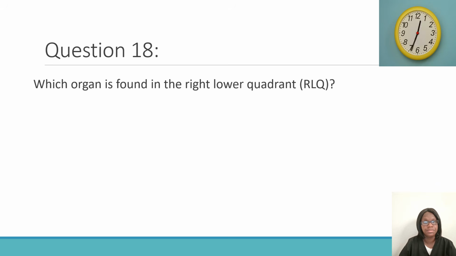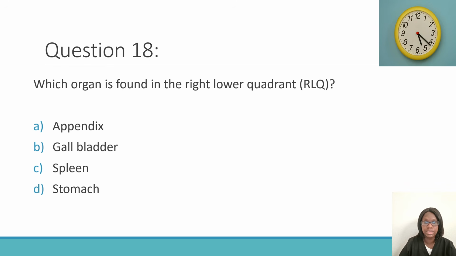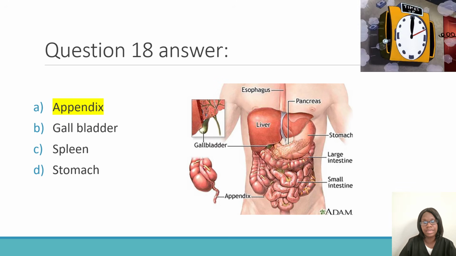Question 18. Which organ is found in the right lower quadrant, or RLQ? Is it A, appendix, B, gallbladder, C, spleen, or D, stomach? Okay, the correct answer is A, appendix.